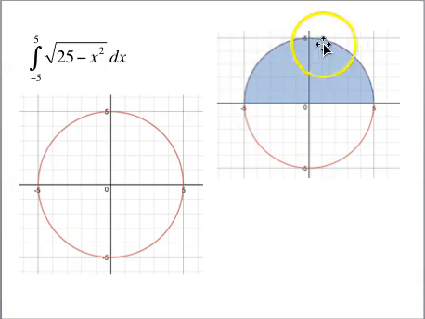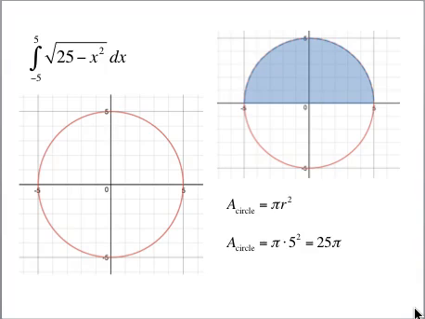So y equals root 25 minus x squared is the upper half. Y equals negative root 25 minus x squared is the lower half. So we just want the upper half of the circle, area under the curve as we go from -5 to 5. Area of the circle is pi r squared. Radius here is 5. Area of the entire circle is 25 pi. Of course, we just want half of it.